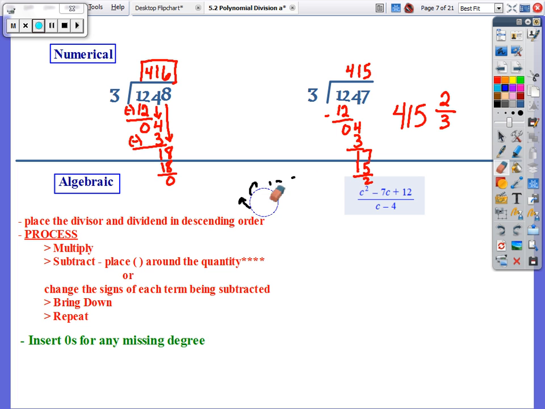So first things first, we'd want to put them in descending order if they're not already. This one is already in descending order: 2, 1, 0, 1, 0, according to the degrees. And so we're in good shape to go. The process is exactly the same as what we did up here. You're going to multiply a term to get as close to another value as possible.